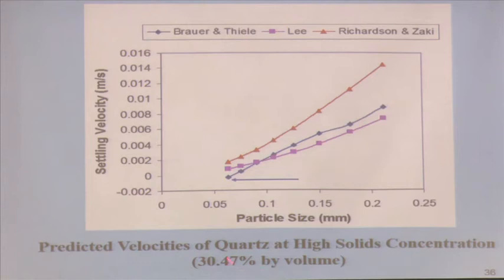When the concentration is high, Brower and Thiele say that some of these particles will have even zero settling velocity, that means they will not settle, and that is what we observe many times in industrial settling chambers, that is your thickeners, and the reason is here. This is the reason. But none of the other models give you a zero settling velocity, and that is why I fell in love with this Brower and Thiele model.